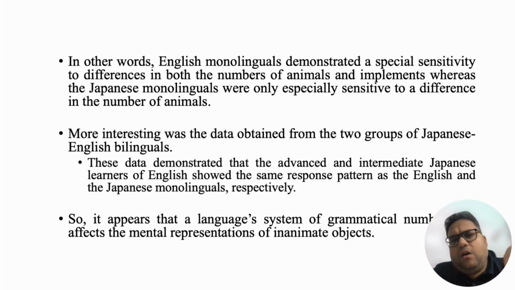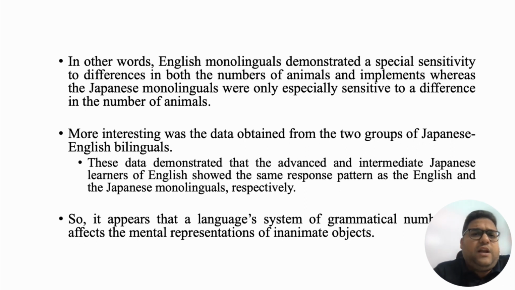Now, this is all right, and this is something that we've talked about a bit. But more interesting was the data obtained from the 2 groups of Japanese English bilinguals. These data demonstrated that the advanced and the intermediate Japanese learners of English showed very similar response patterns to English and Japanese monolinguals respectively. So basically what they are doing is they are, to a certain extent, preserving the kind of quantification scheme that their specific languages are keeping.